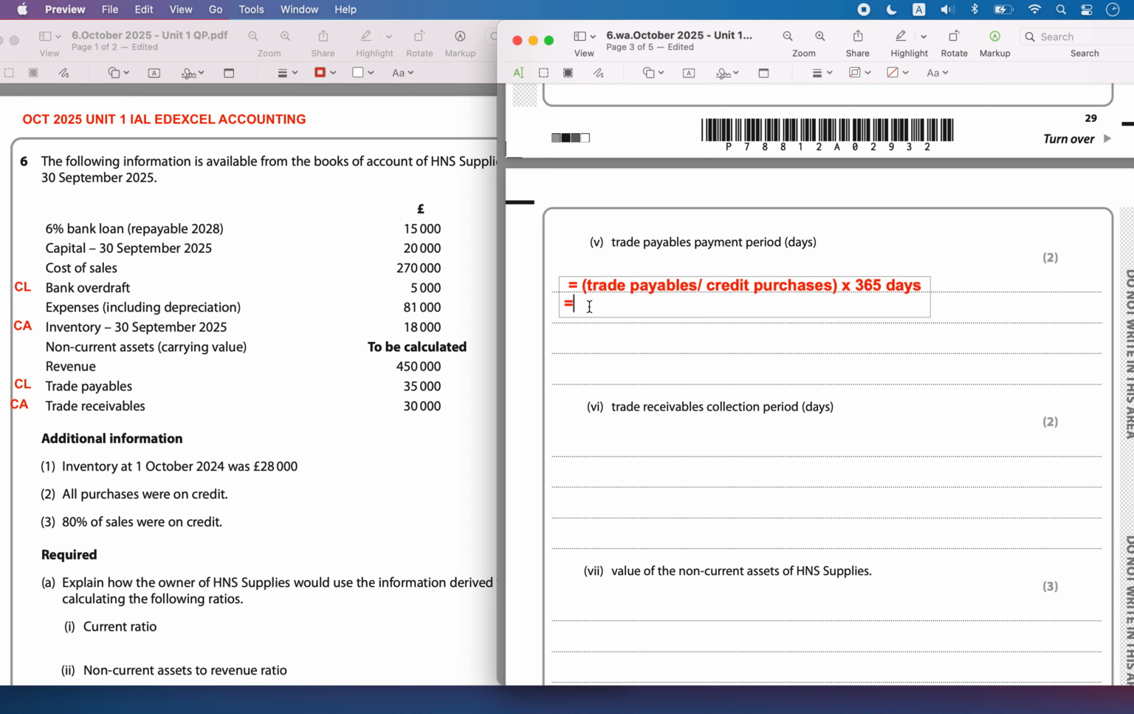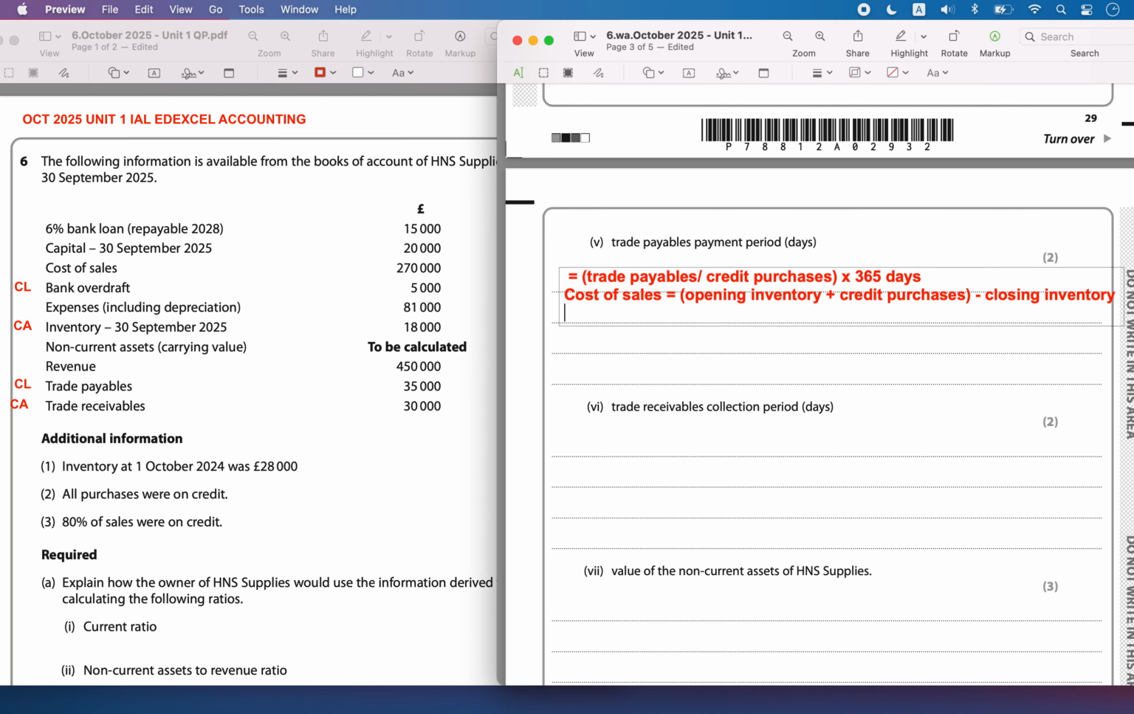What is the credit purchase? Credit purchases we have to calculate. So let's first calculate the credit purchases. We know that the cost of sales is always equal to opening inventory plus any purchases we do minus the closing inventory. So that is going to be equal to cost of sales.